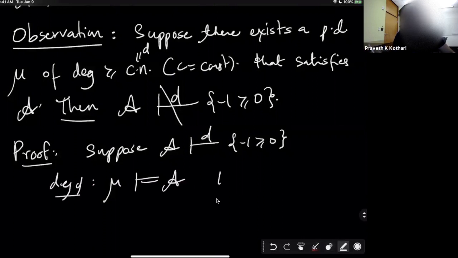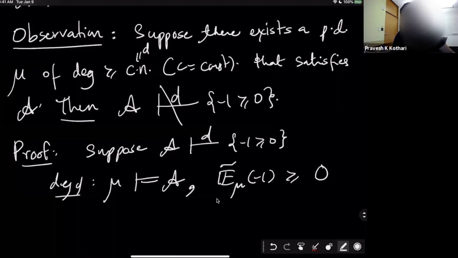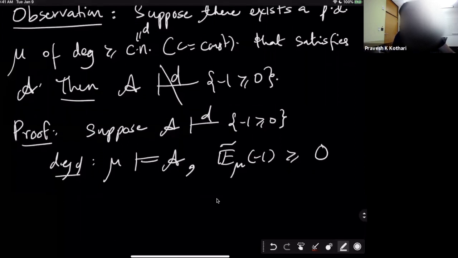So it would imply that the pseudo expectation of -1 would be bigger than the pseudo expectation of 0, which is 0. And of course, this is not true because we know that pseudo expectation of -1 is minus the pseudo expectation of 1, which equals -1, and which is not bigger than or equal to 0 by a simple observation.